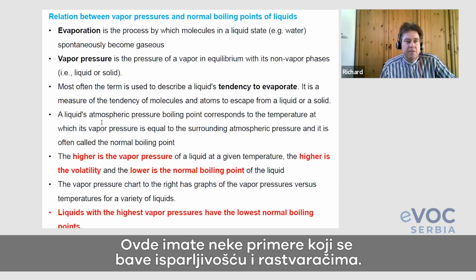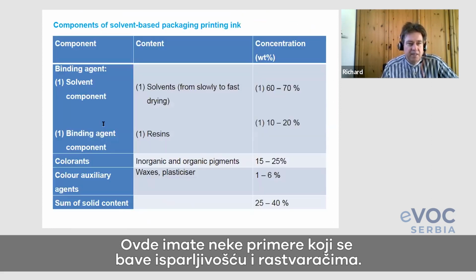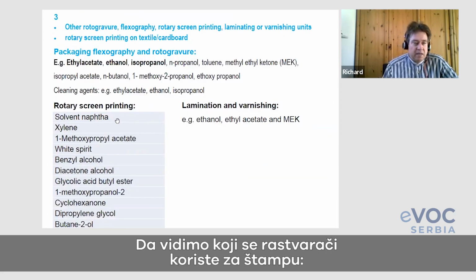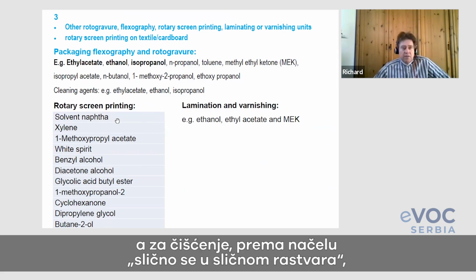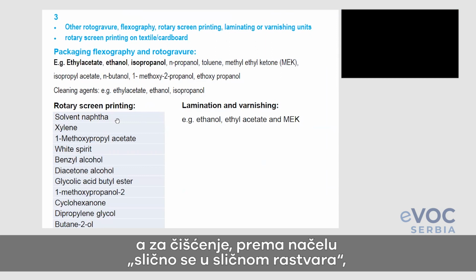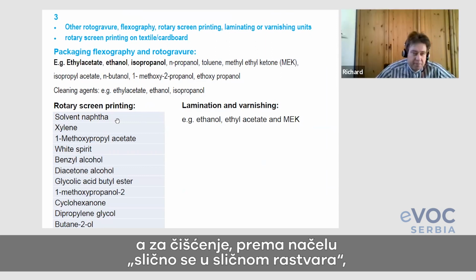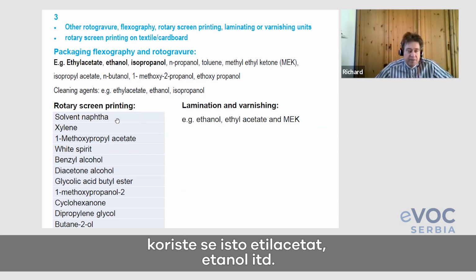Yes, here you find some examples about the volatility and so on of the solvents. Now let's check what solvents are used here in the printing units. In packaging flexography, very common are ethyl acetate, ethanol, isopropanol, and so on. And for cleaning, of course, according to the principle "same solves same," or "equal solves equal," you then use cleaning agents like ethyl acetate, ethanol, isopropanol.